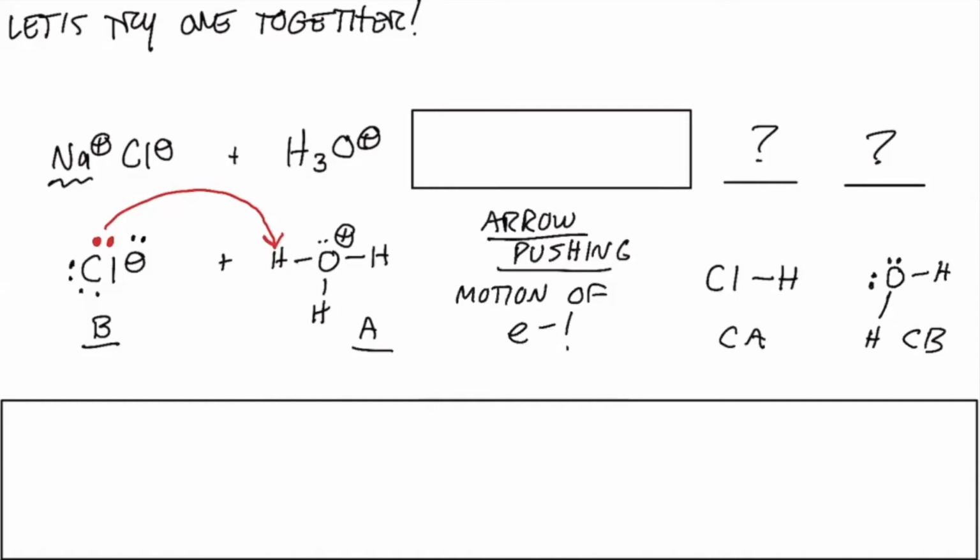Okay, so that's what's happening when we reform an H to Cl bond there. I've highlighted that in red to show that the red electrons made that new red bond.